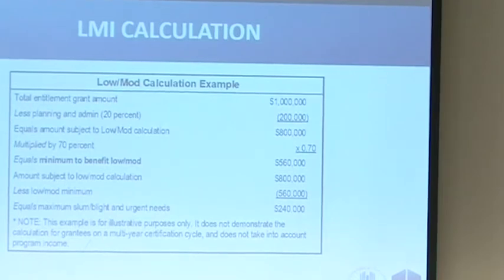Total entitlement grant amount, $1 million, less planning and admin, leaves us $800,000. When we multiply by our 70%, $560,000. How much of that is subject to the low mod calculation?